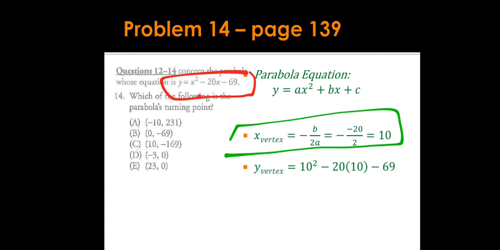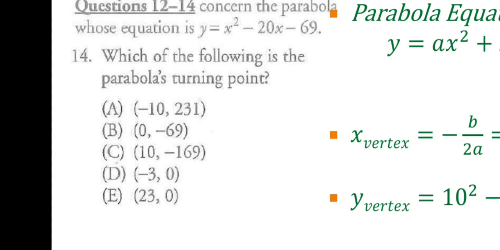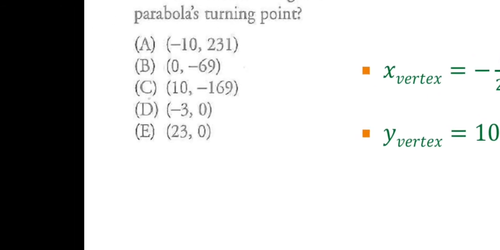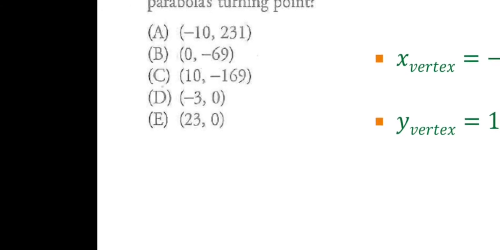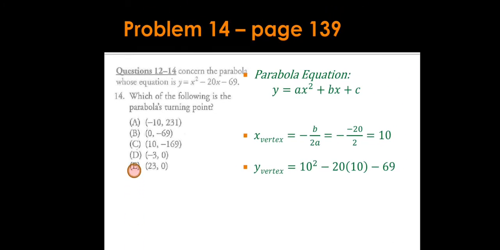So the equation of the parabola is x squared minus 20x minus 69. You plug in x with a value of 10, and you get 10 squared minus 20 times 10 minus 69, and the answer is negative 169. Actually, you don't even have to do that, because once you found that the x vertex is 10, the only option where the x vertex is 10 is option C. So you don't have to go and find the y vertex. Therefore, the correct answer is C.